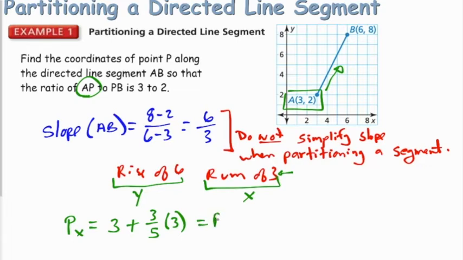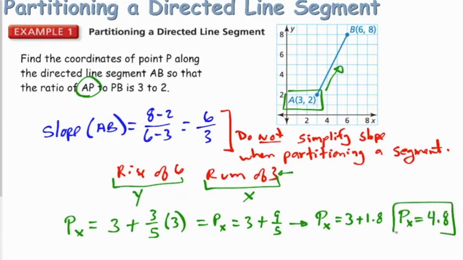So that means point P will have an x-coordinate equal to 3 plus, and 3/5 times 3 is 9/5. And we will continue simplifying this. P will have an x-coordinate equal to 3 plus 1.8. So the x-coordinate of P is 4.8. Now we want to do this again for the y-coordinate.